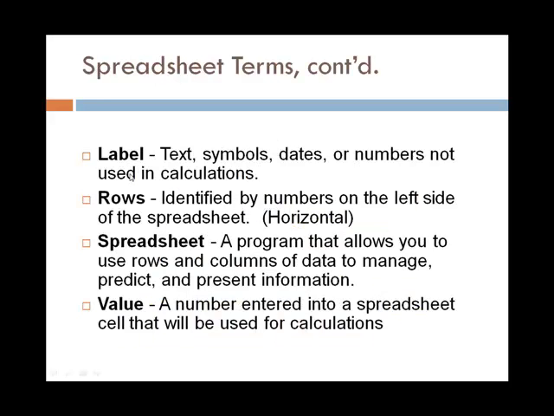Some other terms that you need to keep in mind are labels. In a spreadsheet, you're going to have data that is text-based that really doesn't have anything to do with the calculations, and we refer to those as labels. Rows, we've talked about that a little bit already. Those are identified by numbers on the left side of the spreadsheet. A spreadsheet itself, like we said in the beginning, is nothing more than an electronic workbook or ledger. It allows you to use rows and columns of data to do some calculations, to predict and present the information in a usable format. A value is a number entered into a spreadsheet that will be used for calculations.